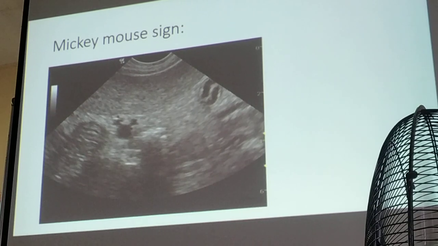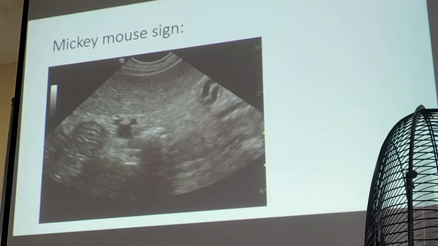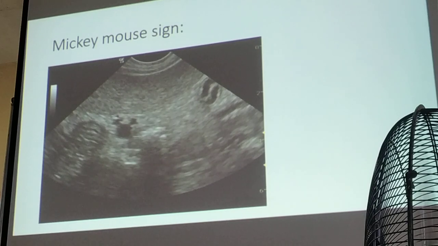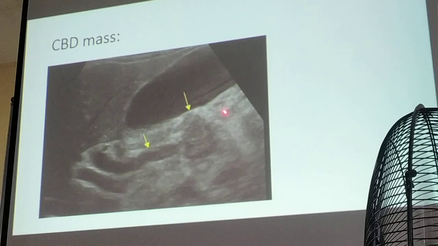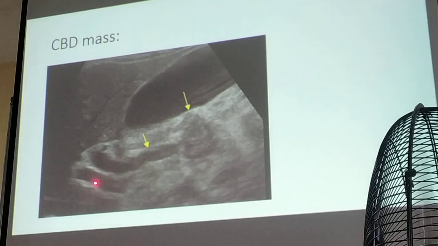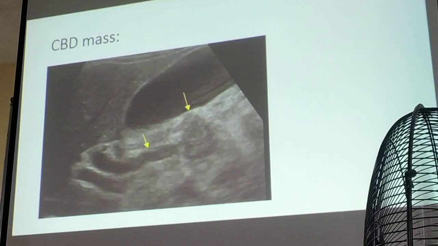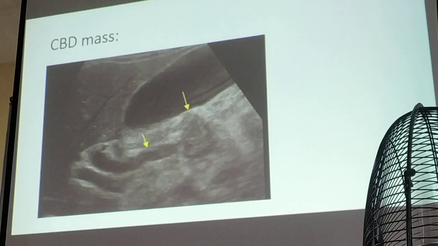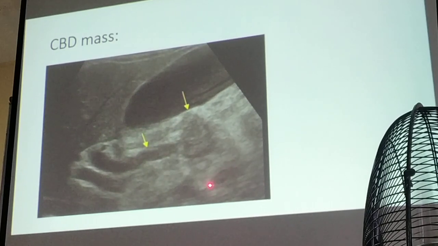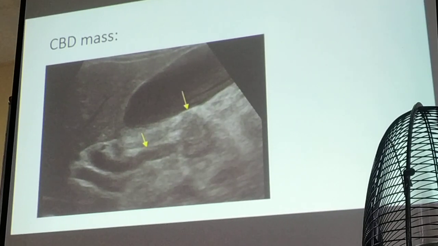Okay? Okay? This is a CBD mass. There's no posterior shadowing. As I've said, this is double barrel. This is your portal vein. This is your CBD. And that's the mass infiltrating your common bile duct. It's good to know for the CBD mass, but what will come out will be the CBD stone. Okay? And the Mickey Mouse.